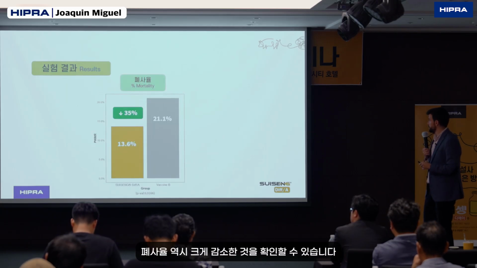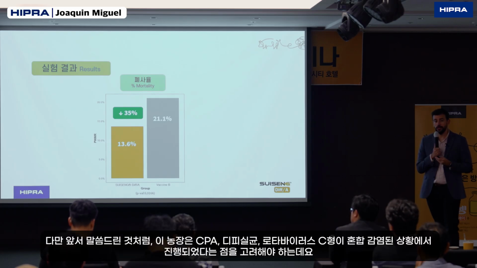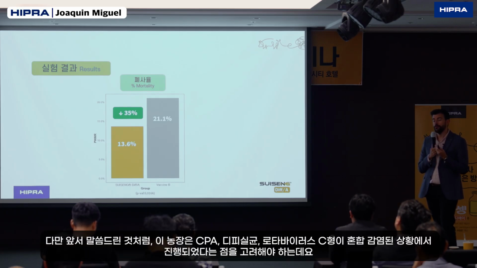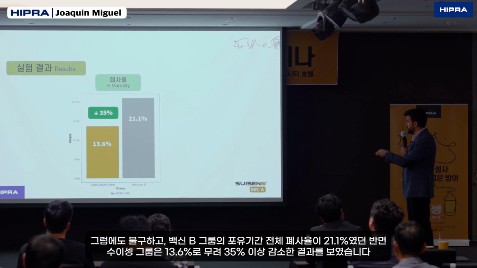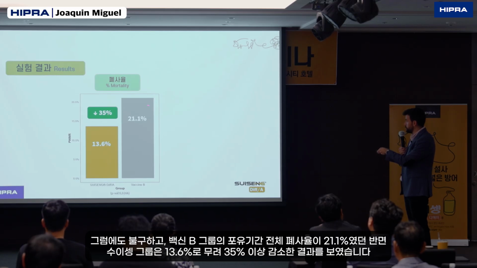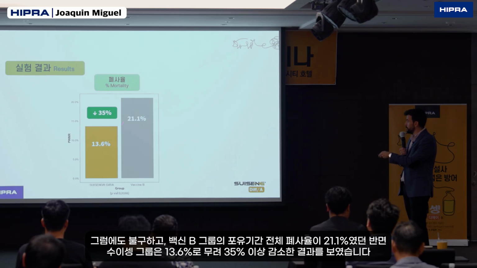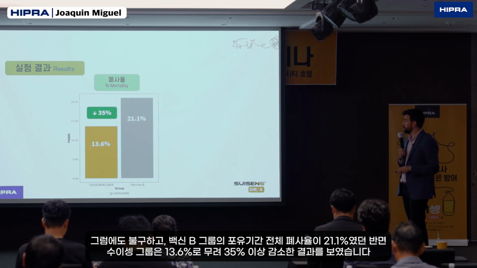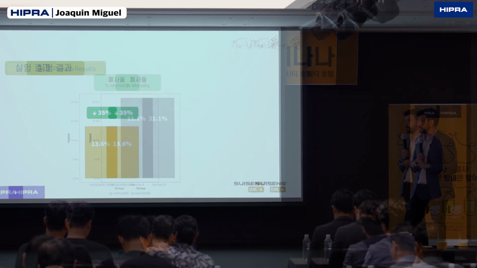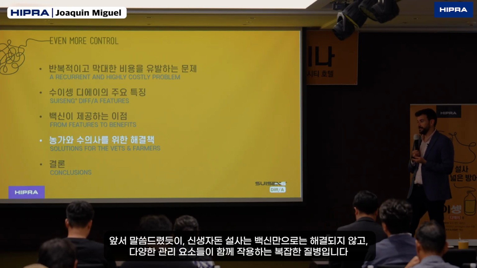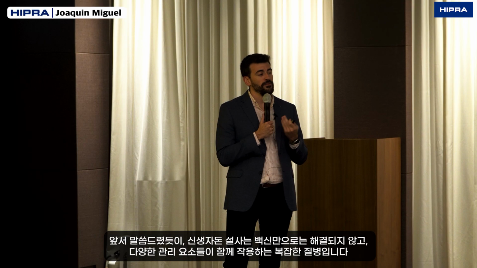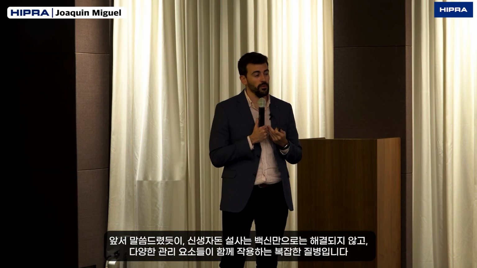And about the mortality, there was also a huge reduction, okay, but here we need to bear in mind that we had a co-infection between CPA, C. difficile, and rotavirus type C. And we had a reduction of 35% in the mortality, from a total mortality during the lactation in the vaccine B group of 21.1% reduced to 30.6%. And as we have said, it is not only about the vaccines, also in neonatal diarrhea we have many more factors involved, like the management.